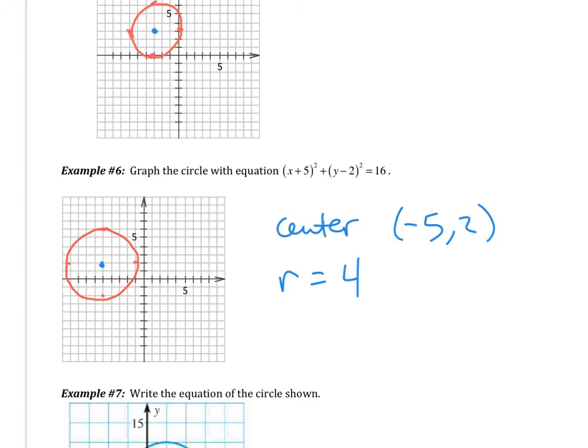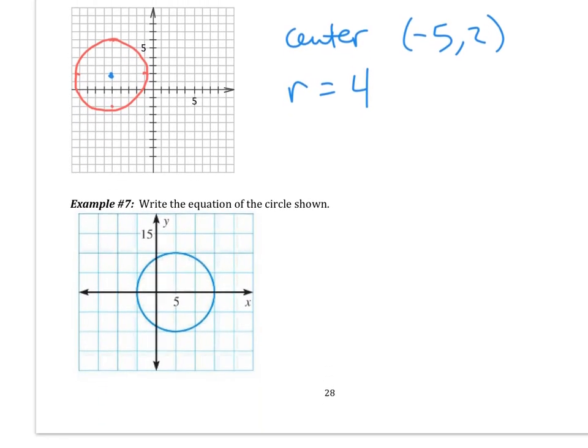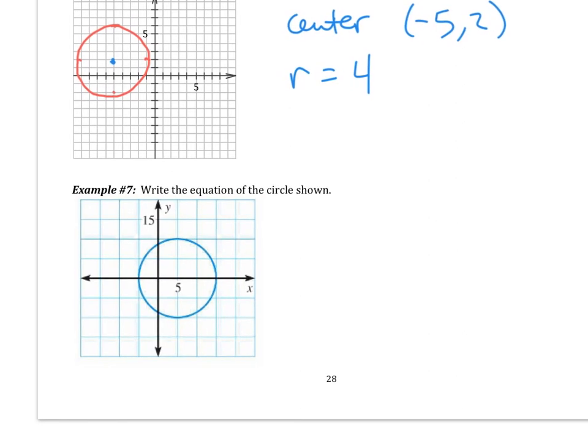All right, to check for understanding, all we're going to do is go the opposite direction. This time they graphed it for you, and now you have to come up with the equation. So do the same thing. Tell me where the center is. Tell me what the radius is. Where's the center? 5, 0, Charlie says. What do you guys say? It looks like the center is at 5, 0. I agree.